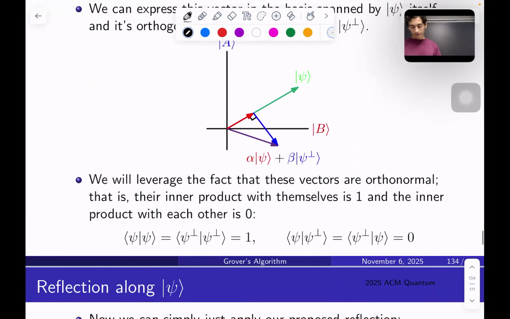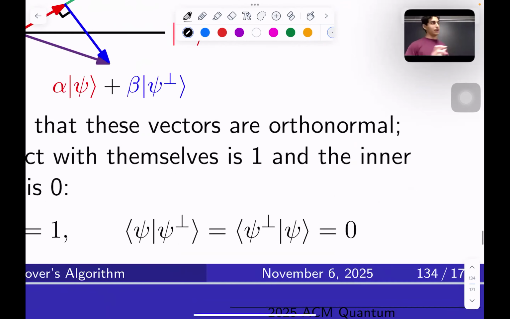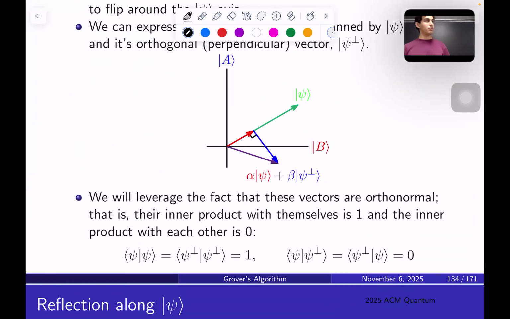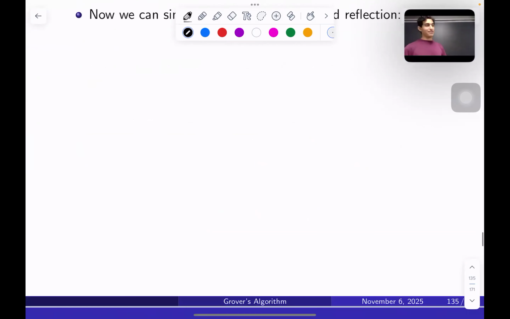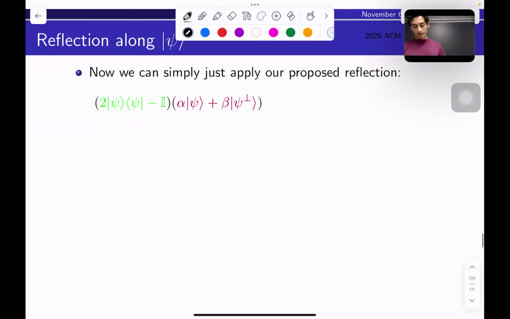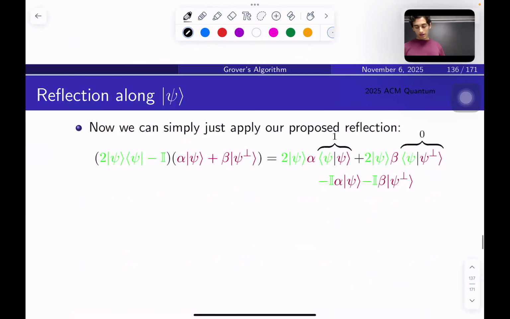And then the fact that we're going to leverage is that these vectors, psi and psi perp, are orthonormal, which means if you take the inner product of them with themselves, you'll get 1. If you take the inner product of them with each other, you'll get a 0. It's like taking the dot product of vectors pretty much. So now let's take that state that we made, this state right here, and then apply the reflection. So this is our state, this is our proposed reflection. Do a little distributing.